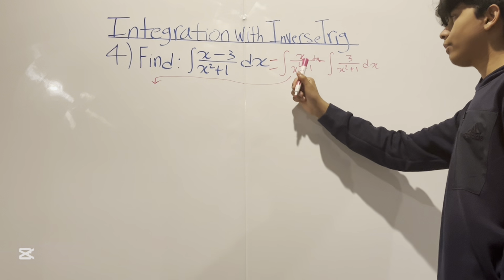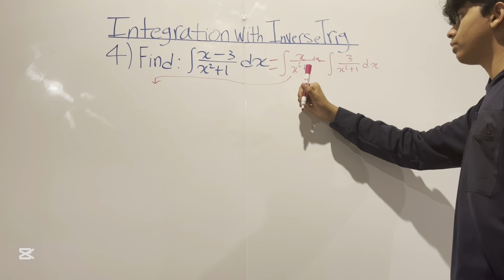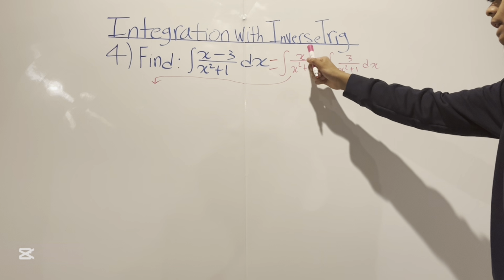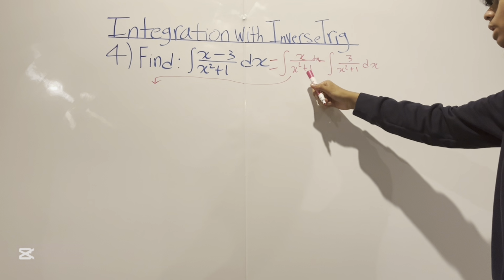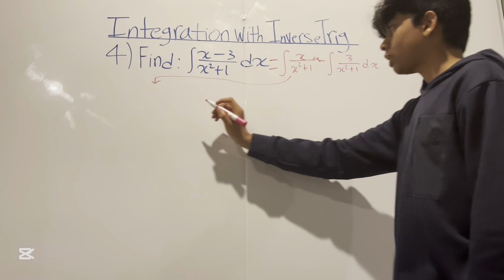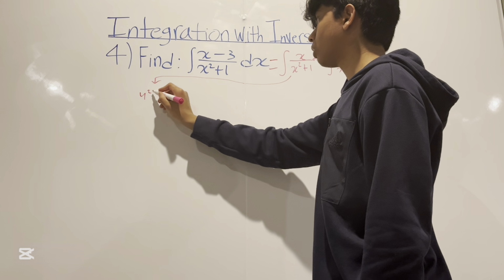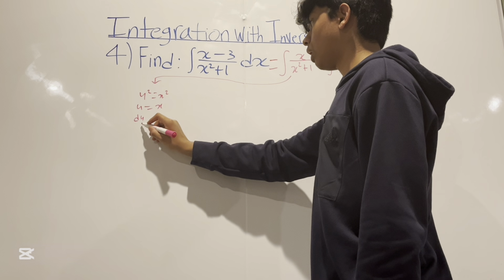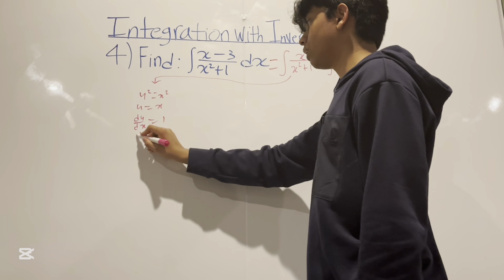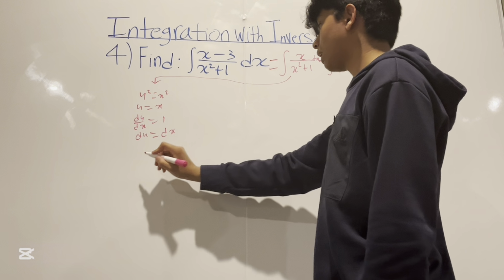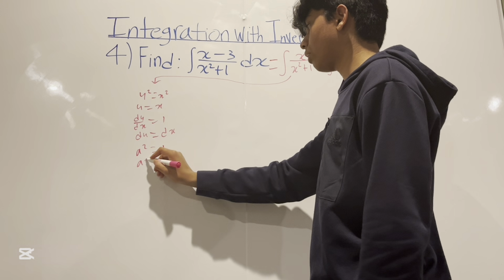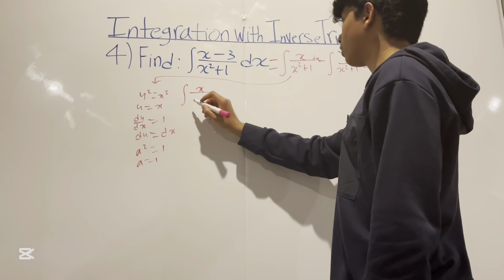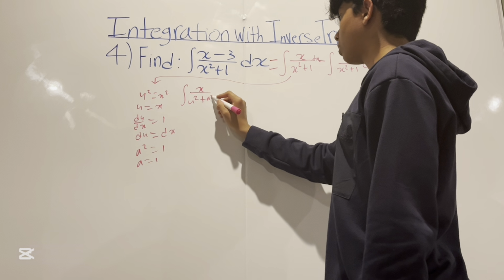And even after we split, this still doesn't look like anything that we've used before. Even though we have an x squared plus 1, which was arctan. But the problem is we have an x in the top. So let's just see what happens if we try to set u squared equal to x squared, and u is x, du over dx equals 1, du equals dx, and then a squared equals 1, a equals 1. And if we try to put this into the integral, watch what happens. We'll get x over u squared plus a squared du.